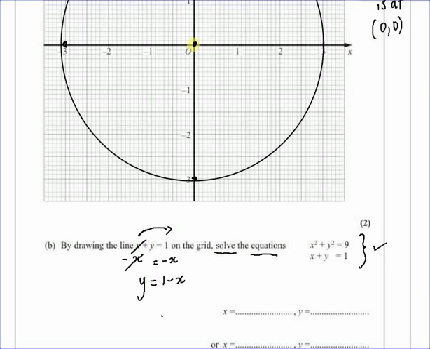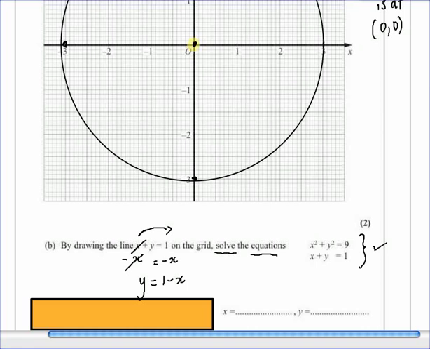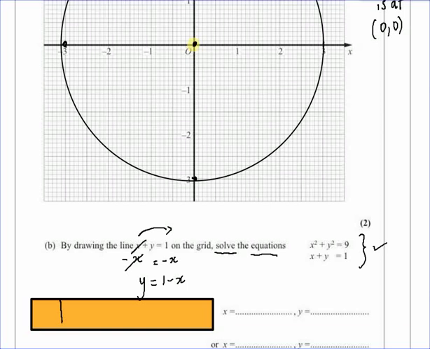Well, to draw that, I'm going to make a small table. So let's just make a small table quickly. And on that small table, I'm going to work out the value of x and y. So split up that table in two, just like so.